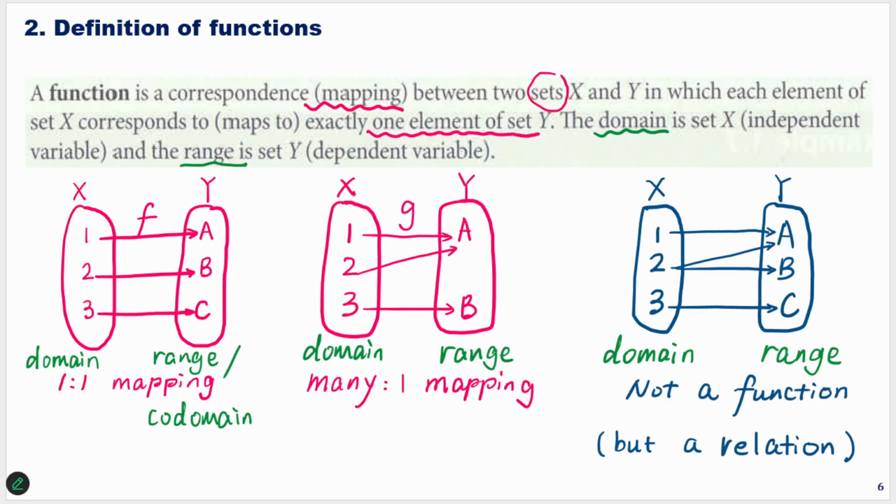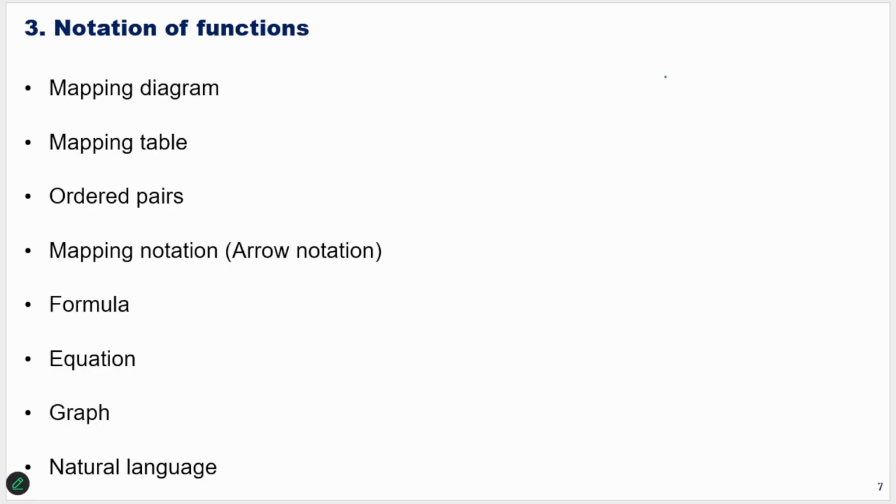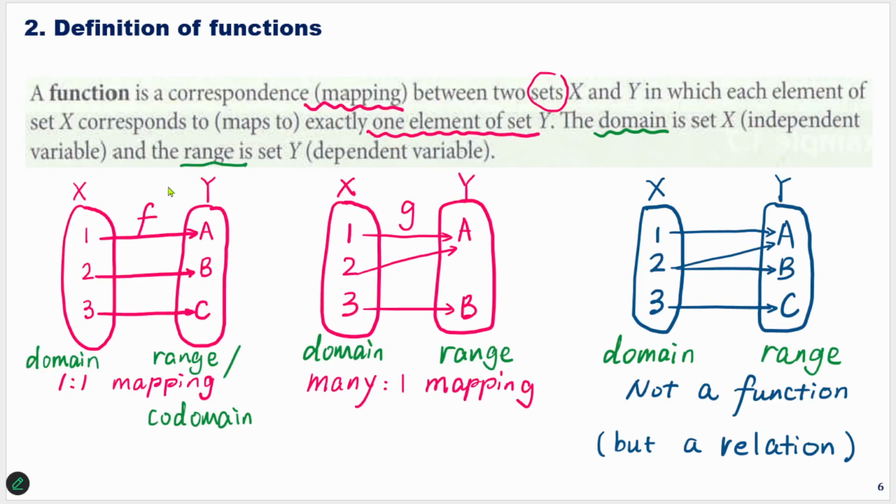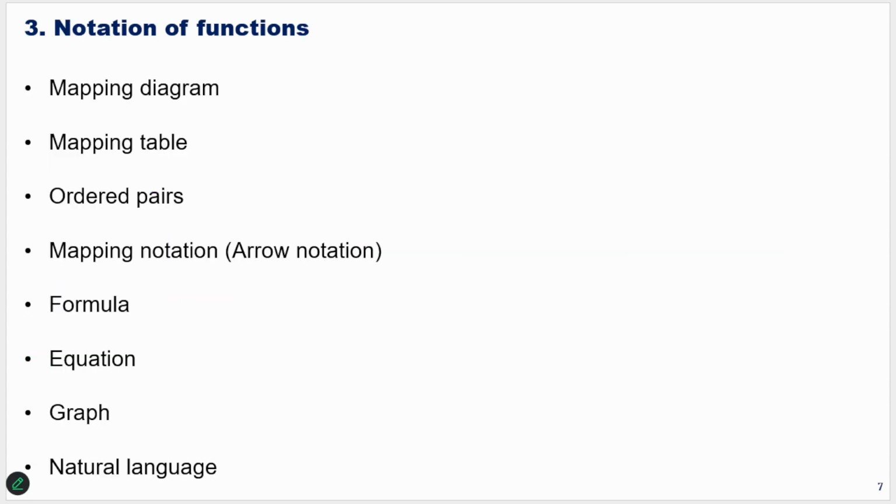Okay. So next, let's have a look at the notation of functions. So how can we express a function? Apparently, according to this lecture slide, we can use the mapping diagram to express a function, right? Yeah. Well, actually, you can use a lot of different methods as long as you can express the mapping relation between 2 sets. Then that mapping relation can be called a function.